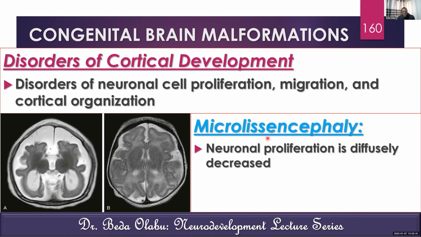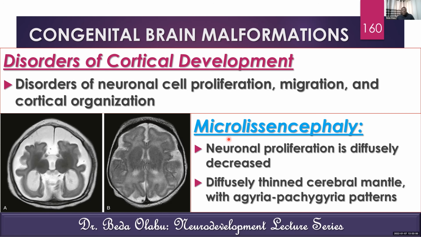You see in the previous one, the overall size of the brain was okay. But here the brain size is reduced and there's also less sulcation. So we call it microlissencephaly. In this one, the cortex, or rather the brain mantle, is relatively thinned out as opposed to being thickened. The mantle of the brain is thinned out because of a problem with proliferation.